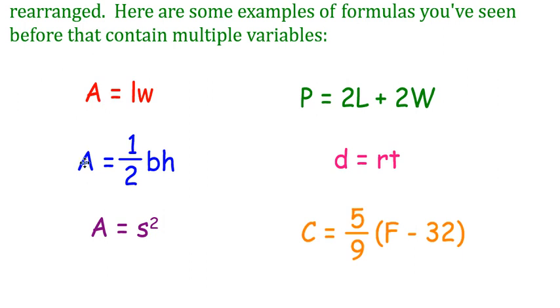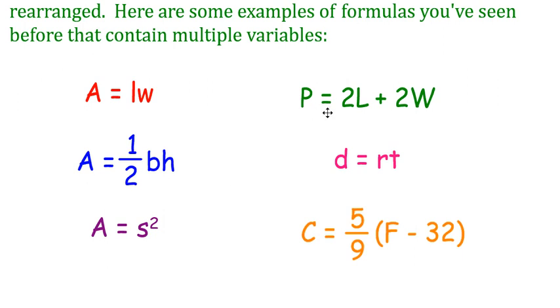So we have a couple other area formulas here on the left. A equals 1/2 BH. This, perhaps you recognize, is the area of a triangle, 1/2 the base times the height. Area equals S squared. This, perhaps, you would recognize that's the area of a square, the side squared, which you could use for this as well.